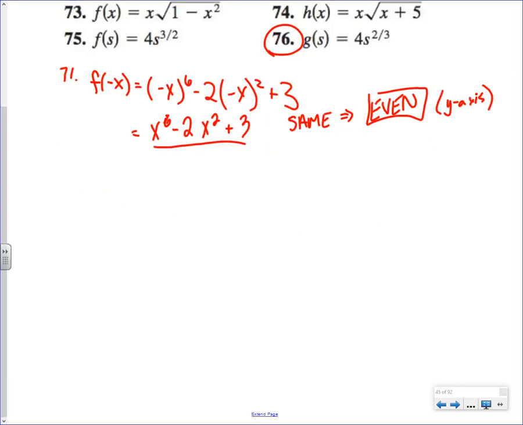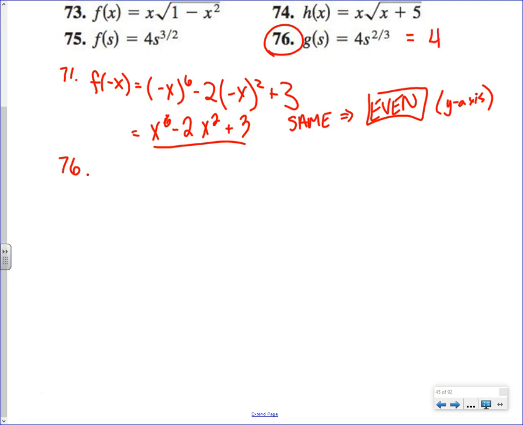How do we take a fractional exponent? I will write 76 next. Get the original function down. G of s equals 4s to the 2/3. We haven't really reviewed fractional exponents yet, but let's do it now. The 4 just stays the 4.